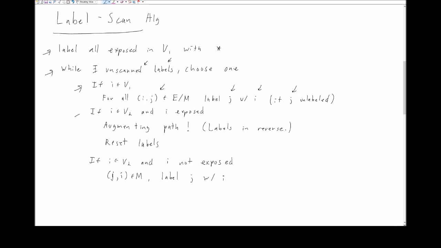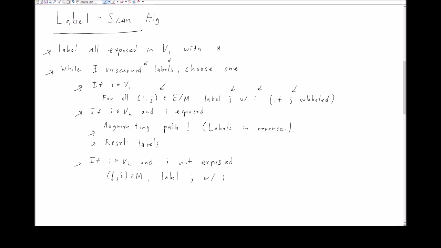On the other hand, if our node I is in V2 and I is an exposed node, then we terminate our algorithm. We found an augmenting path. The way we develop this augmenting path is by looking at this particular node and looking at the labels in the reverse order. After we take this augmenting path, we augment our matching and reset all of our labels.